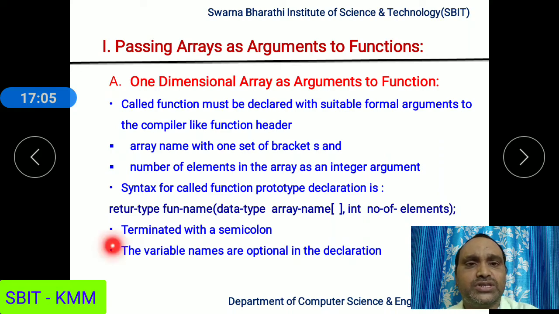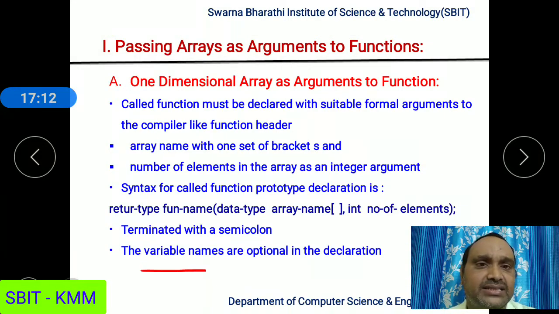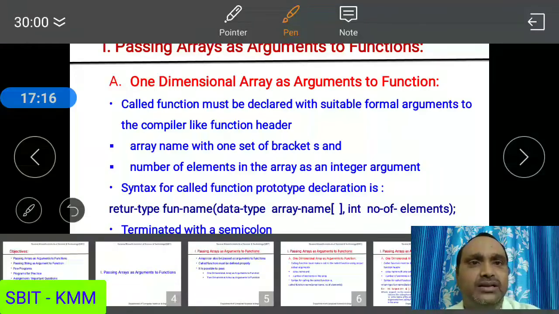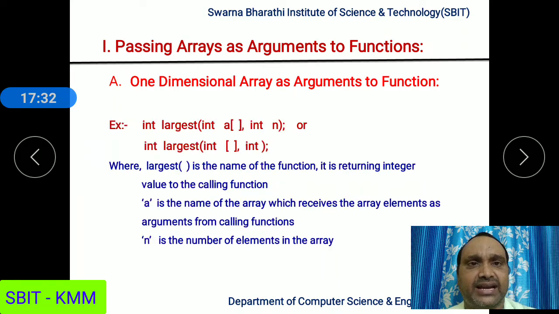And this is the most important point. You have to note it down, or you have to underline it. What is that important point? In the declaration of the function, the variable names are optional. I will tell you an example, then you will understand it easily. So the function declaration is done like this.